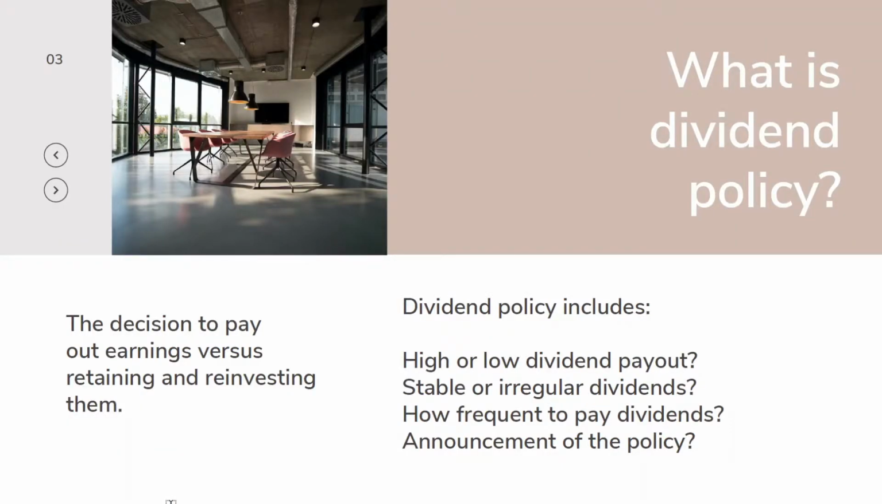What is the dividend policy? It is the decision to pay out earnings versus the decision to retain and reinvest the earnings. The company has an alternative: whether to pay out earnings as dividends or retain them for future investment. A discussion of the dividend policy includes whether the company sets dividend payout ratios. For example, a mature company may set a high dividend payout ratio, maybe at least 50% of the firm's earnings. Or some growth firm may decide to set a low dividend payout ratio. It could be less than 30% of the net earnings.